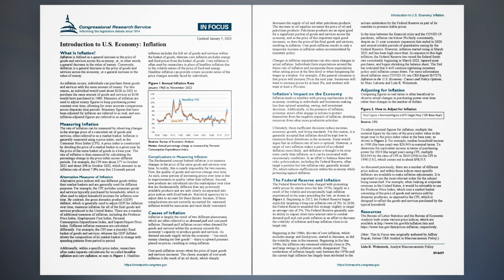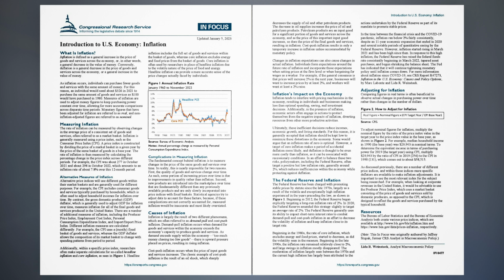The Federal Reserve and inflation. The Federal Reserve has been charged with promoting stable prices by statute since the late 1970s, largely as a result of the volatile and exceptionally high inflation experienced in the years preceding the law, as shown in Figure 1. Beginning in 2012, the Federal Reserve began explicitly targeting a long-run inflation rate of 2%. In 2020, the Federal Reserve amended this strategy slightly to target an average rate of 2%.